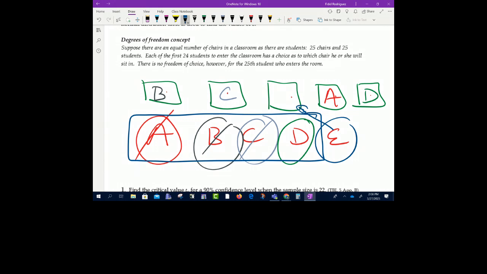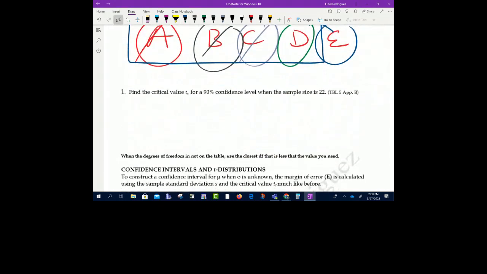That's going to be the only slight difference, okay? Now, when we go to the idea of how do we find what we're going to call t-scores, it says, find the critical value TC for a 90% confidence level when the sample size is 22.